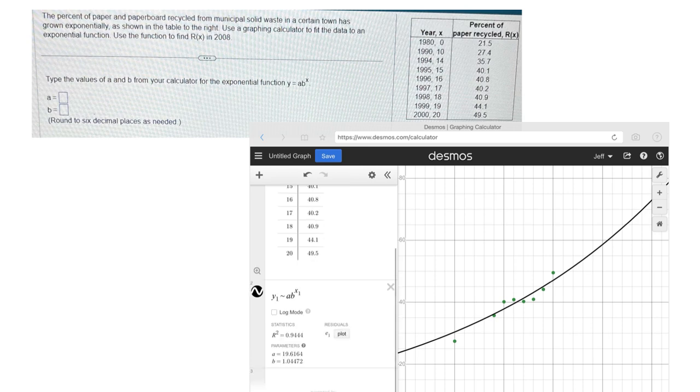Anyway, down there they say what your a value is and what your b value is. So here's one of the issues I have: they say to round to 6 decimal places. Why they want 6 decimal places is beyond me. But my numbers down there are 19.6164, so that only has 4 decimal places. The next one, b, only has 5 decimal places.